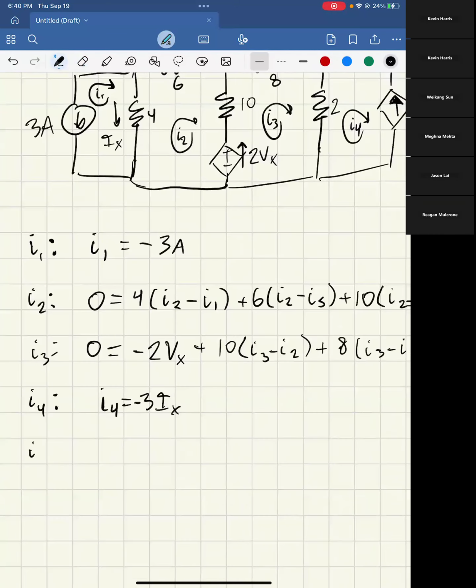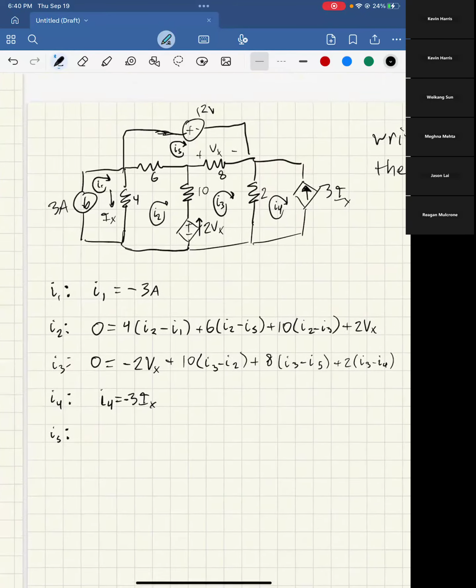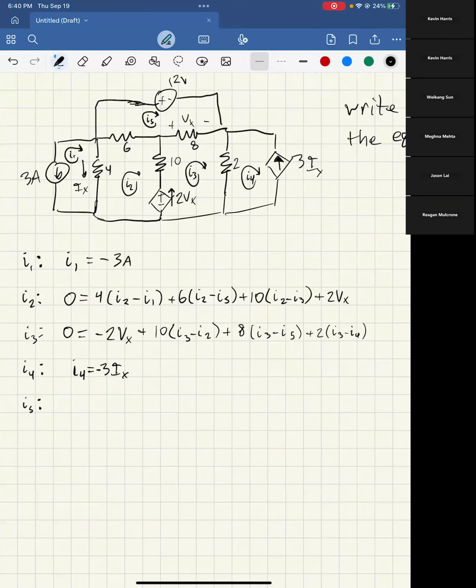And then we'll hit the I5. And I5, now we have a voltage source. Even though there's a voltage source and it's only connected, it's still just a voltage source, so we still have to write the whole equation out. So here, we have a voltage drop in the direction of current, so this is going to be a positive 12 volts. And then I'll go to this 8 ohm resistor next, plus 8 times I5 minus I3, and then plus 6 times I5 minus I2.